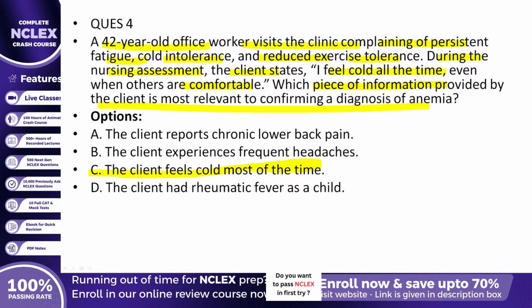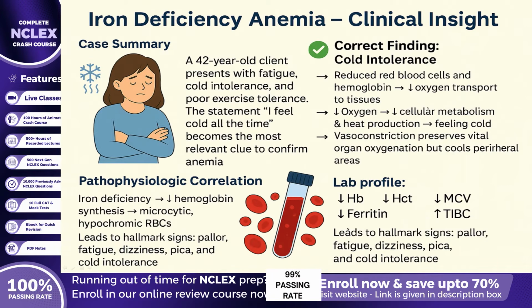This particular symptom stands out as a physiologically significant indicator of anemia. Feeling persistently cold occurs because a reduction in circulating red blood cells and hemoglobin diminishes oxygen transport to body tissues. As oxygen supply falls, cellular metabolism slows, leading to reduced heat production and overall energy output. The body compensates through vasoconstriction to maintain oxygen flow to vital organs, but this further reduces warmth in peripheral areas, making clients more sensitive to cold temperatures.